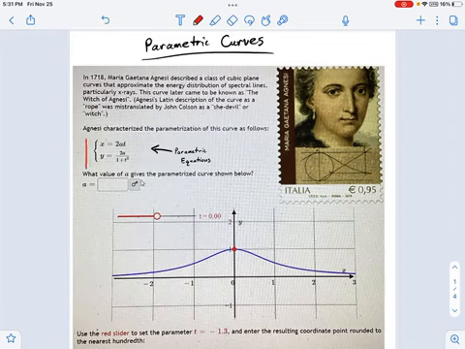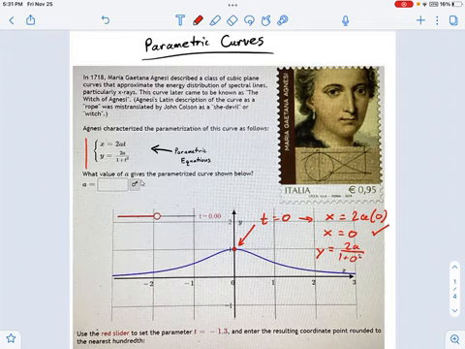So what you can do is just look at that red spot right there. Okay, that's t equals 0. Now, if you plug that into our parametric equations, we get the following. We get x equals 2 times a times 0, or in other words, x equals 0. Yep, that checks out. And then in terms of y, here's what we get. y equals 2a divided by 1 plus 0 squared, or in other words, y equals 2a.